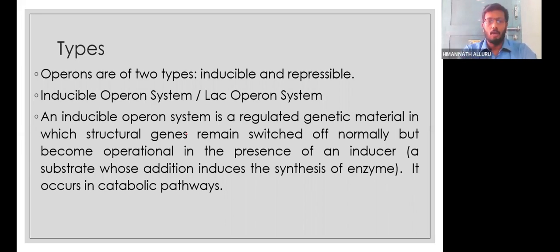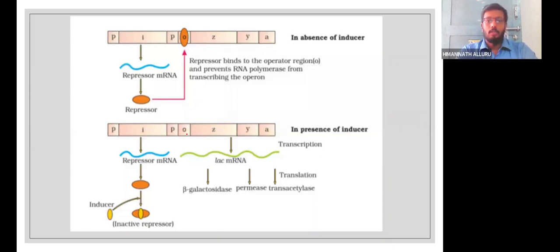So the lac operon, which we are going to study now, is an example of an inducible operon system. This diagram is very clear. The operator is just adjacent to the promoter. Then we have the structural genes: Z, Y, and A. And here also one promoter is there, and here the I gene is there. This promoter is going to promote the transcription of this particular I gene alone.